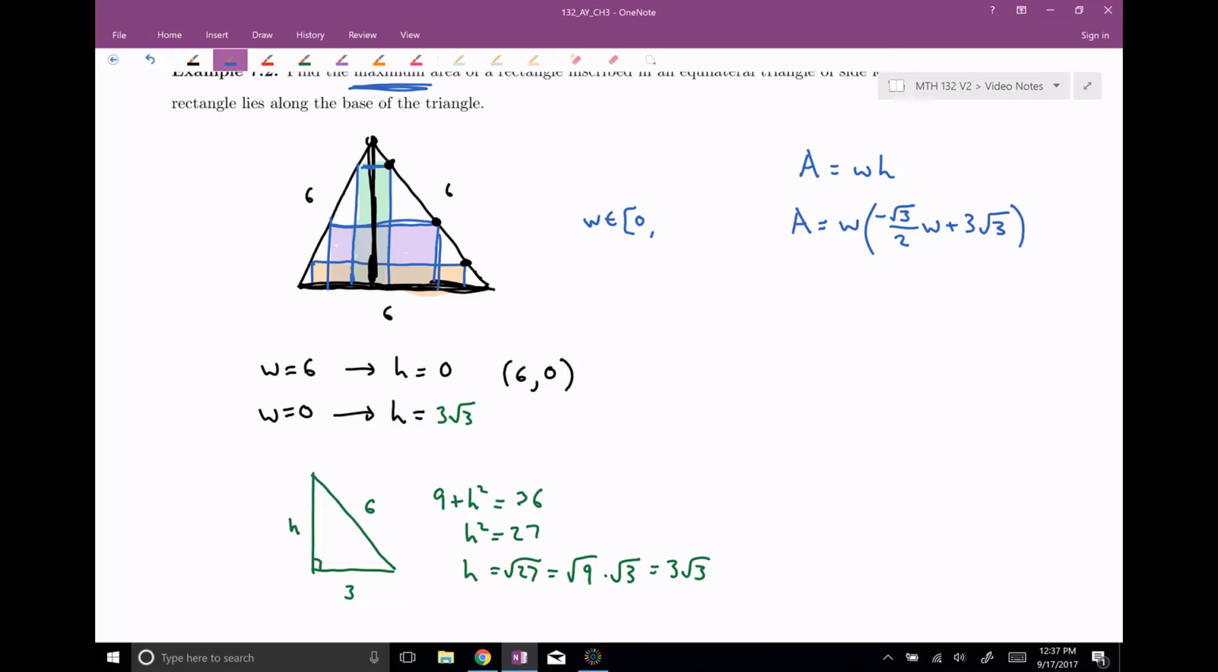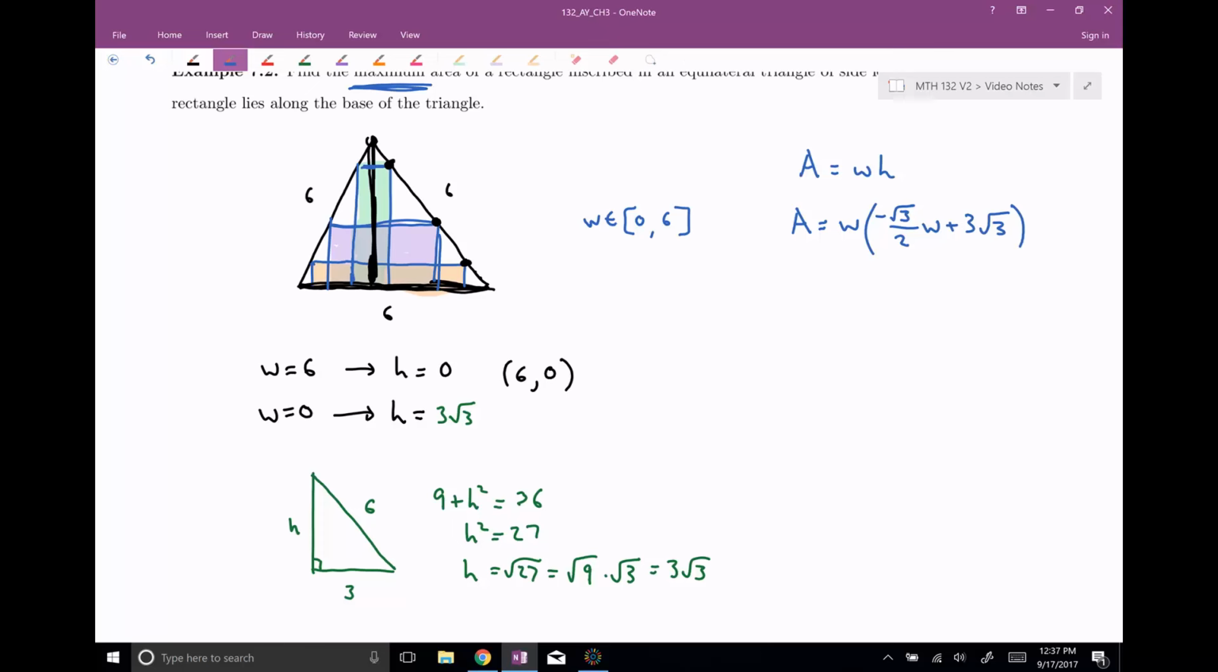And then the biggest width, well, remember, we're stuck inside of this triangle, and this triangle has a width of 6, right? Its base is width 6. And so if you want to say stuck inside of that triangle, as we do in this problem, the maximum width should be 6. Okay, so that is the domain, right? That's where we're going to be searching for critical points, between 0 and 6.